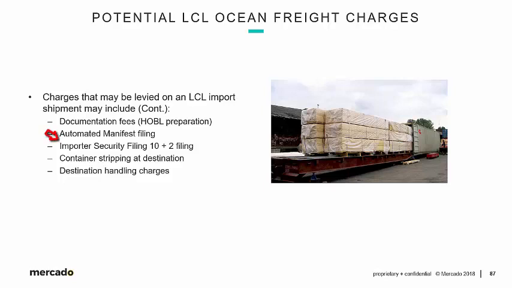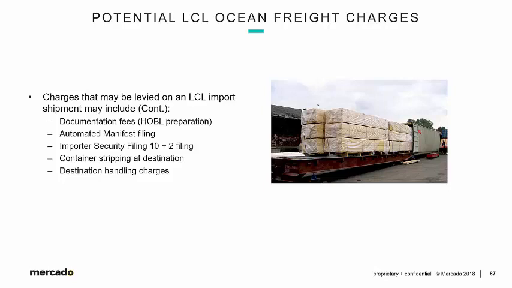Importer security filing 10+2. That's a post 9/11 maritime supply chain security requirement. It is U.S. law. Every importer in the United States, either directly or through a freight forwarder or customs broker, has to notify U.S. Customs and Border Protection about a shipment coming in 24 hours prior to a container being loaded on board a ship. There's a charge for that too.